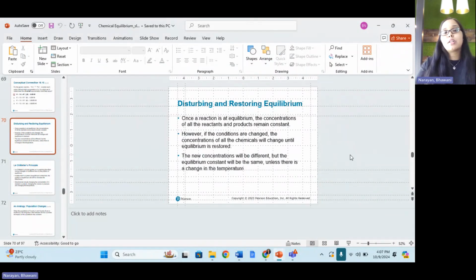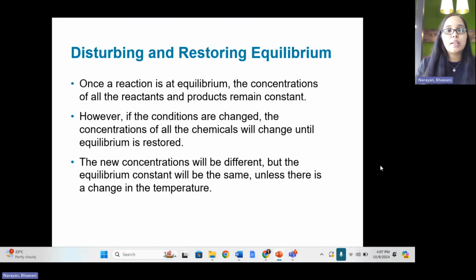So we did quite a lot about finding the equilibrium constant and then how equilibrium is affected by different conditions. Today we are going to embark on the topic which talks about disturbing and restoring equilibrium. So let me put it on a slideshow and keep going.